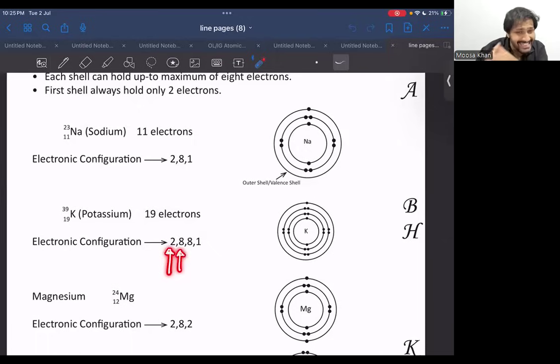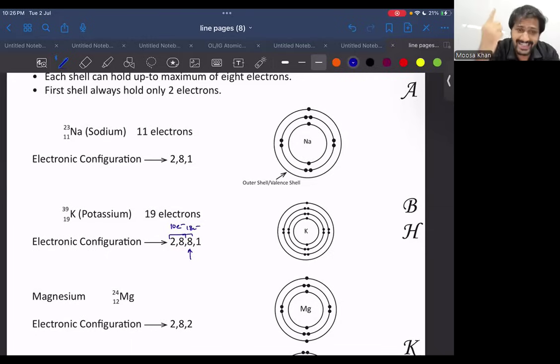But we have to add a total of 19 electrons in the atom of potassium. Right now, the first shell has 2 electrons, the second shell has 8 electrons. So there are a total of 10 electrons, including the first shell and the second shell. But we have to add 19 electrons. So we're going to add 8 electrons in the third shell. So this would become a total of 18 electrons. But we have to add a total of 19 electrons. So there will be 1 electron left that will come in the fourth shell, right?